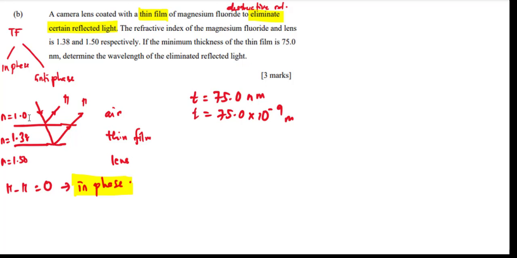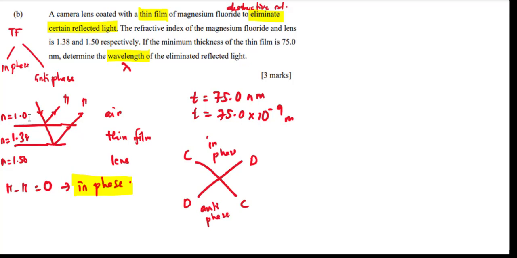Now we have to determine the wavelength of the eliminated reflected light. So we have to determine the lambda, right? In this case, we have determined that it is in phase and it is a destructive interference. So we use the cross pair. So C, C, D, D, right? So in phase, anti-phase.